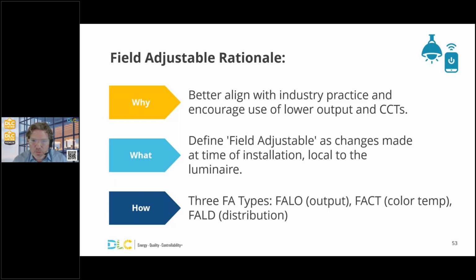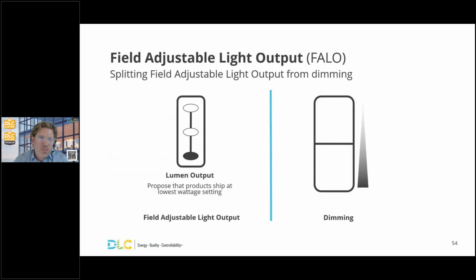We have 3 types of field adjustability. Next slide, please. The first is field adjustable light output. And we are splitting this off from the definition of dimming. The idea here is that you adjust the light output at installation. That changes either both the lumen output and the wattage, and it's not typically adjusted over the course of operation, whereas a dimming adjustment is. We are proposing that field adjustable light output products ship at their lowest wattage setting.